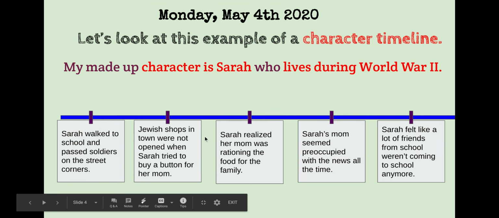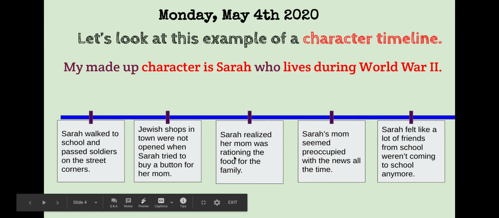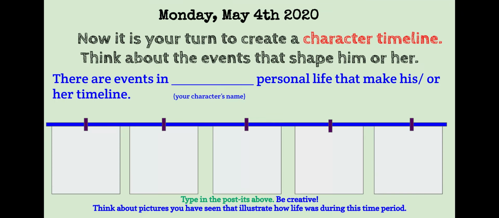And all of them show important events in Sarah's life, but they also give clues that this is during World War II, because we don't normally ration food and we don't normally have soldiers on the street. So suddenly all of these events, and even the fact that kids weren't coming to school anymore, are related to the fact that this is World War II. Those are clues about the historical context.